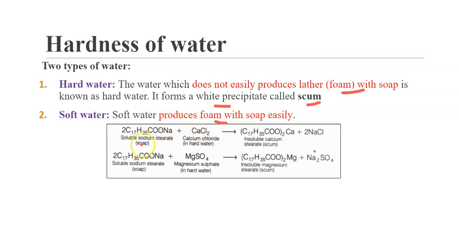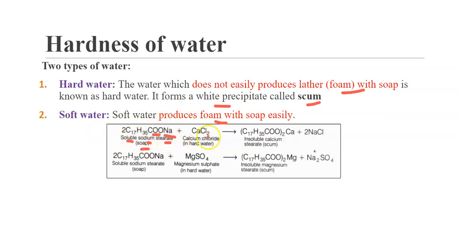Here a reaction is shown of how soap reacts with hard water. This is soap, soluble sodium stearate. We know what soap is. Soap is the sodium or potassium salt of higher fatty acids. This is a sodium salt of a higher fatty acid. You can see the number of carbon atoms in this fatty acid is C17, a large number of carbon atoms, so it is called a higher fatty acid.